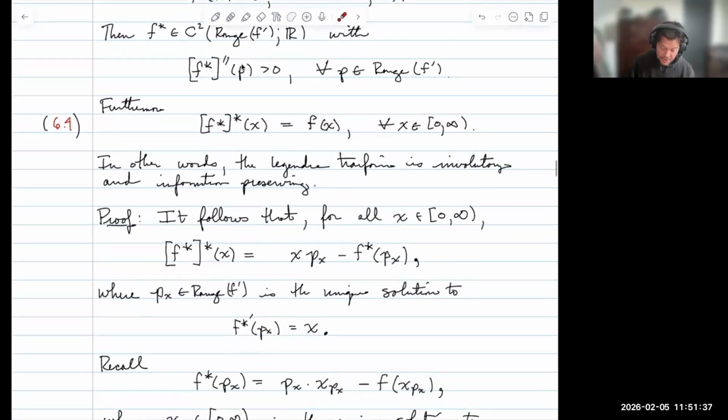So in other words, the Legendre transform is what we call involutory. It means it's its own inverse operator, and therefore it's completely information preserving. What does this mean? Well, this means that we don't destroy any information by taking the Legendre transform.